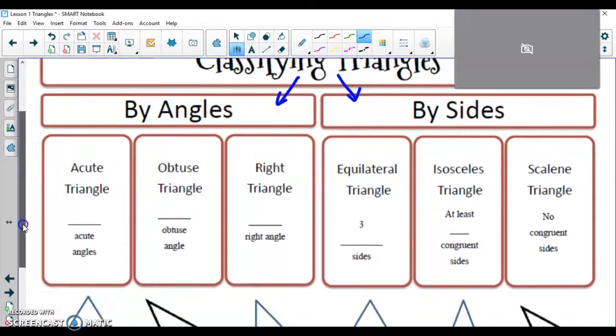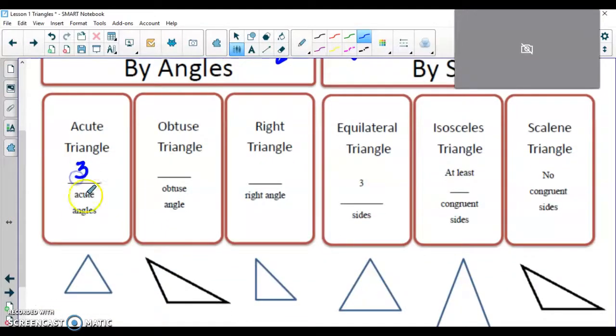An acute triangle has 3 acute angles, so all the angles are going to be less than 90 degrees here. In an obtuse triangle, you're going to have 1 obtuse angle, and you can see that one down here. The right triangle is going to have 1 right angle, which is right here. You'll also see that marked with that little box every time so that you do know it is actually a right angle.